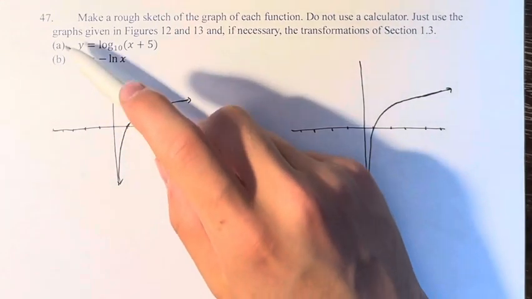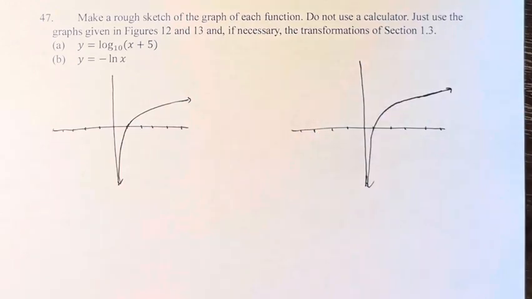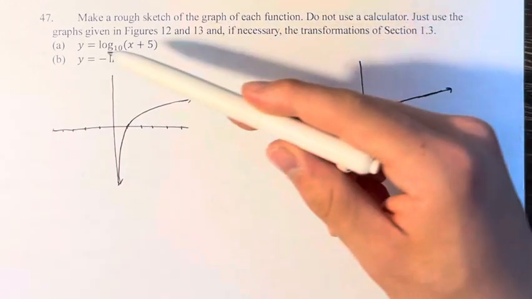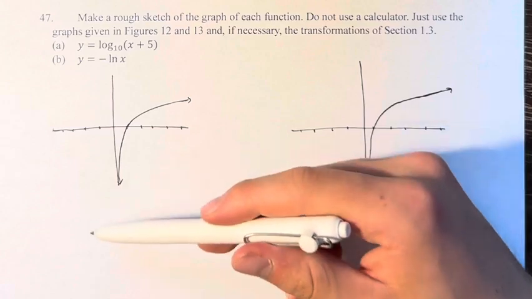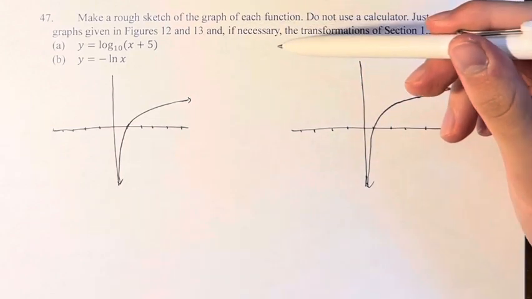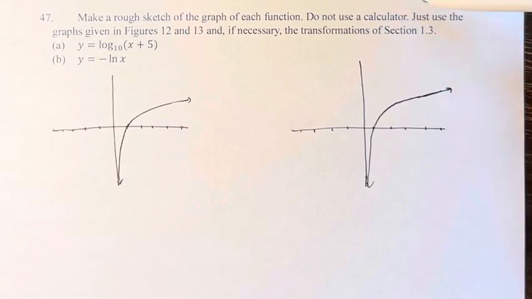In this problem, we're asked to make a rough sketch of the graph of each function, not using a calculator, just using the graphs given in figures 12 and 13, which we have right here, and if necessary, the transformations of section 1.3, which we learned earlier in the text.